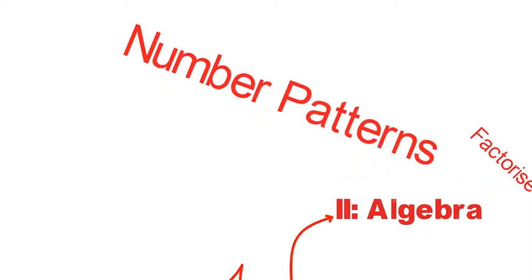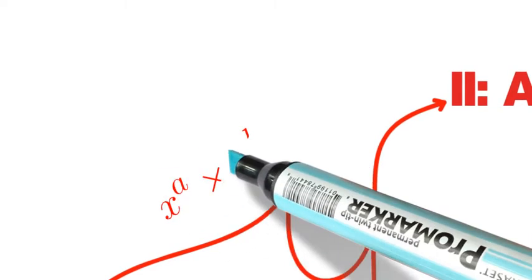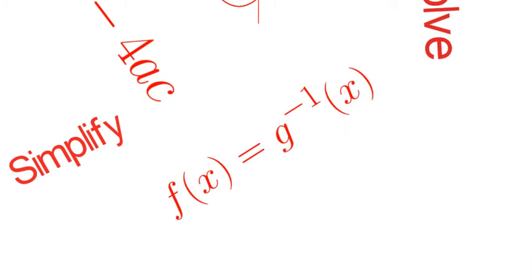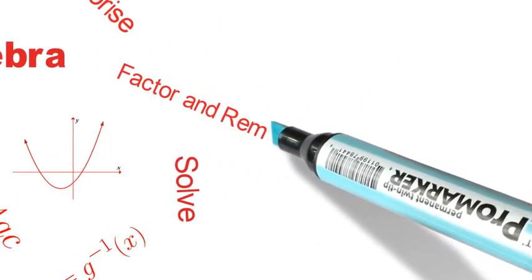In algebra, we will lay down general rules for calculations involving exponents and surds, and we look at functions and their graphs. This section also deals with quadratic theory, function inverses, and polynomial theory.